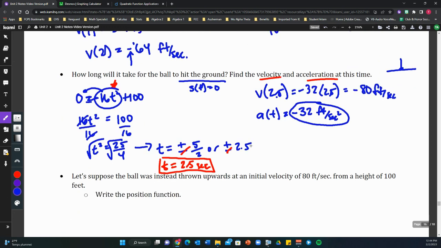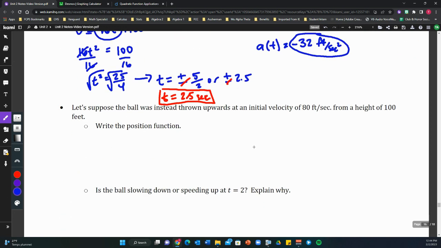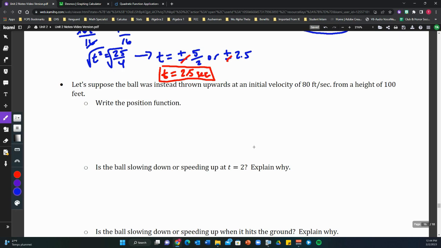All right, and then one more for this. So let's suppose the ball was instead thrown upwards. So instead of just simply dropping it, now we're going to go up. And again, I'm going to sketch this, but this is not drawing the path of the object, just trying to get you to understand what's going on. So if I throw it upwards to start, that object is going to have a positive velocity initially because it's going up. The height is increasing if I throw it upwards.